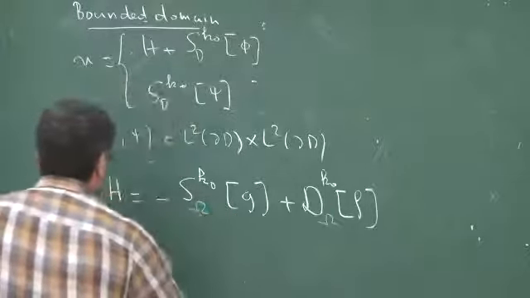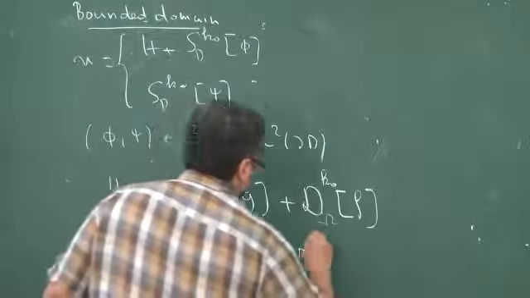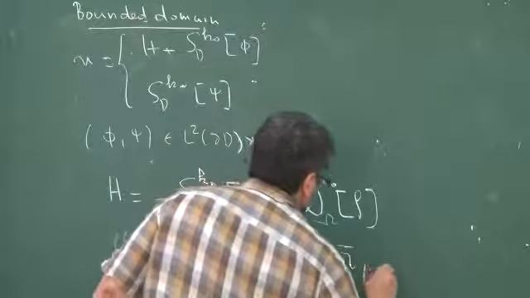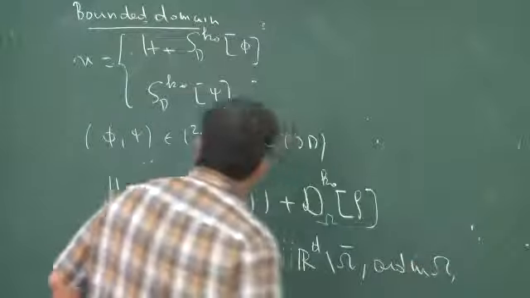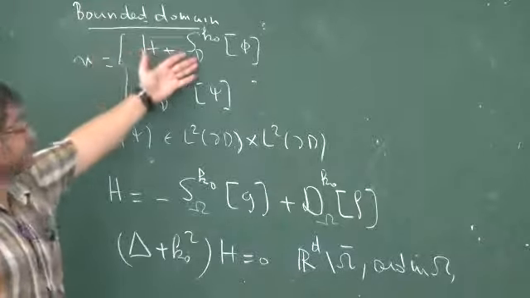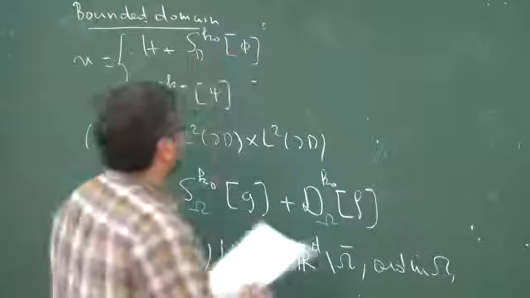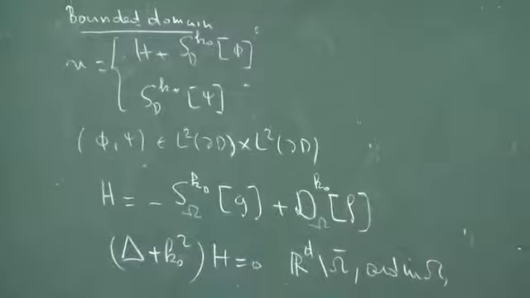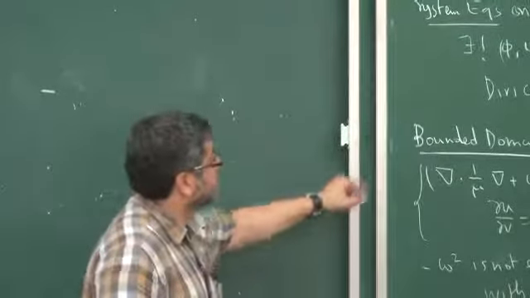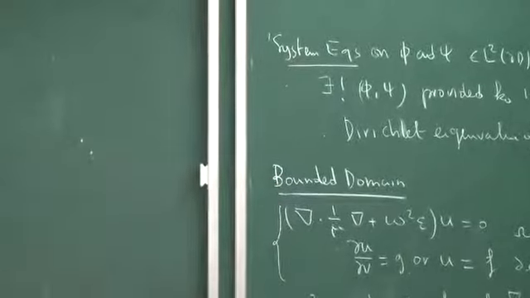This function H is a solution of the Helmholtz equation everywhere except on the boundary of omega: Laplacian plus k0 square H is equal to 0 in R^d minus omega and in omega. It satisfies the radiation condition, and the solution in the bounded domain is just H plus single layer potentials, where phi and psi satisfy exactly the same system as here, with this new H. So this is the representation of the solution.